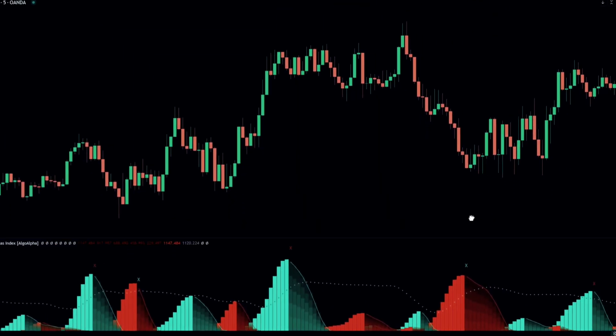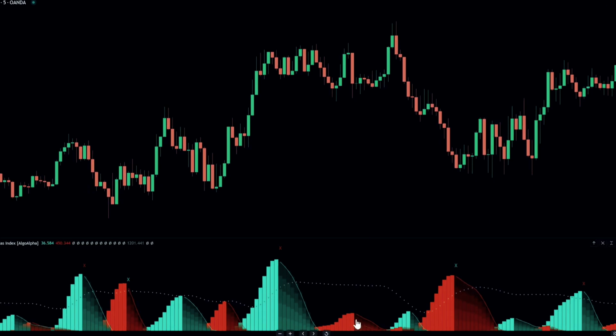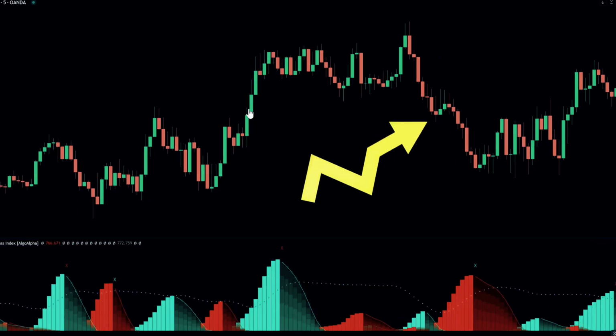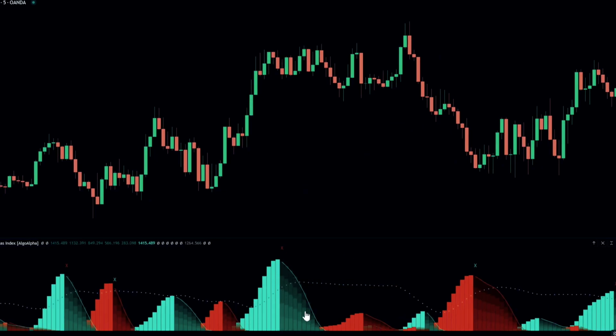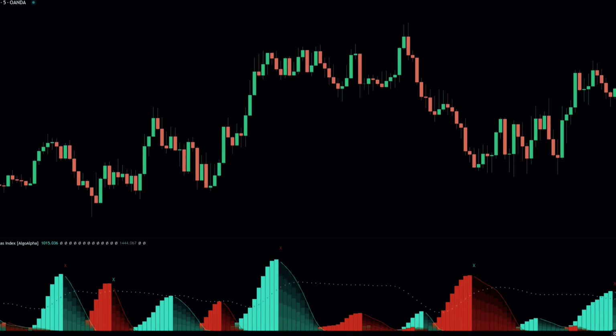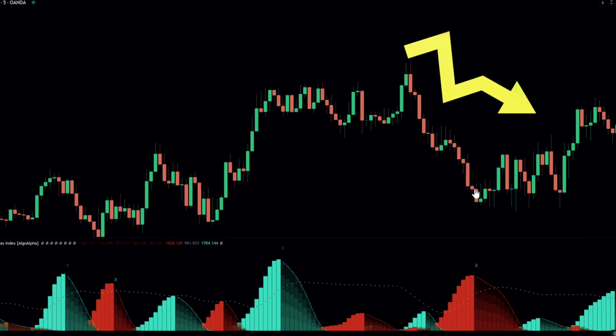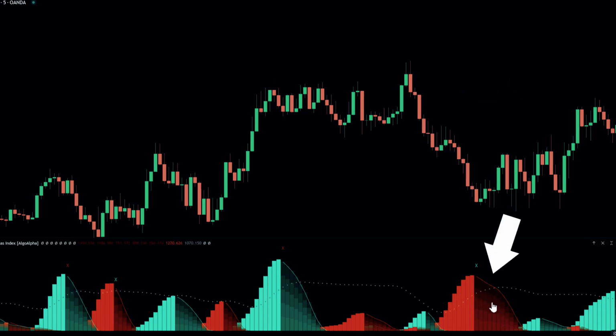Alright, now that we have our indicator, let's break it down. You'll notice it consists of a red and teal histogram along with a gray dotted oscillator. When the histogram is teal, like this, it signals bullish momentum. But if it shifts to a darker shade of teal, like here, it suggests a weakening trend, which could mean a trend reversal, a pullback, or just a slowdown. On the flip side, when the histogram turns red, like this, it signals bearish momentum. If it darkens, that could mean a bearish trend is fading or might just be a retracement before continuing down.